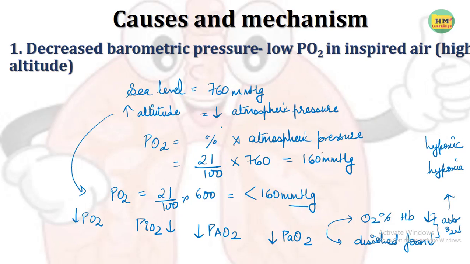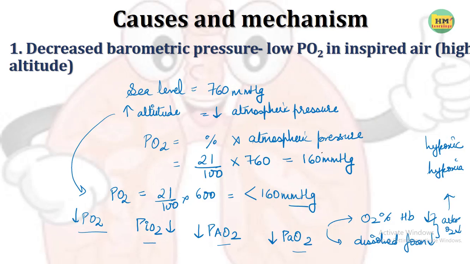In hypoxic hypoxia, the first cause is a decrease in the barometric pressure, which occurs at high altitude, because the fractional component remains the same, but the atmospheric pressure declines when the person starts ascending a mountain. So the PO2 is decreased, the PiO2, that is the inspired air PO2, is decreased, alveolar PO2 is decreased, arterial blood PO2 is decreased. So the total arterial oxygen content will also be reduced.